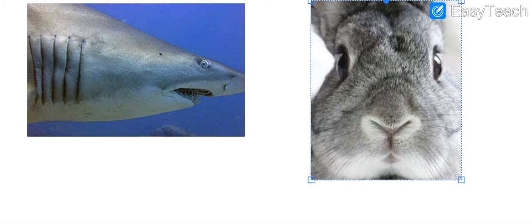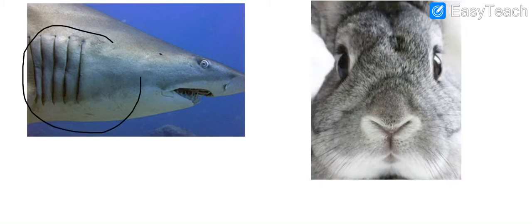So, what is a difference that you notice between the shark and the cute bunny? Well, if you see, the shark has gills. It helps the shark breathe while being in the water. And if you see the bunny, it has a cute nose and mouth, and that's how the bunny breathes. And as you can see, the shark lives in the water while the bunny lives on land.